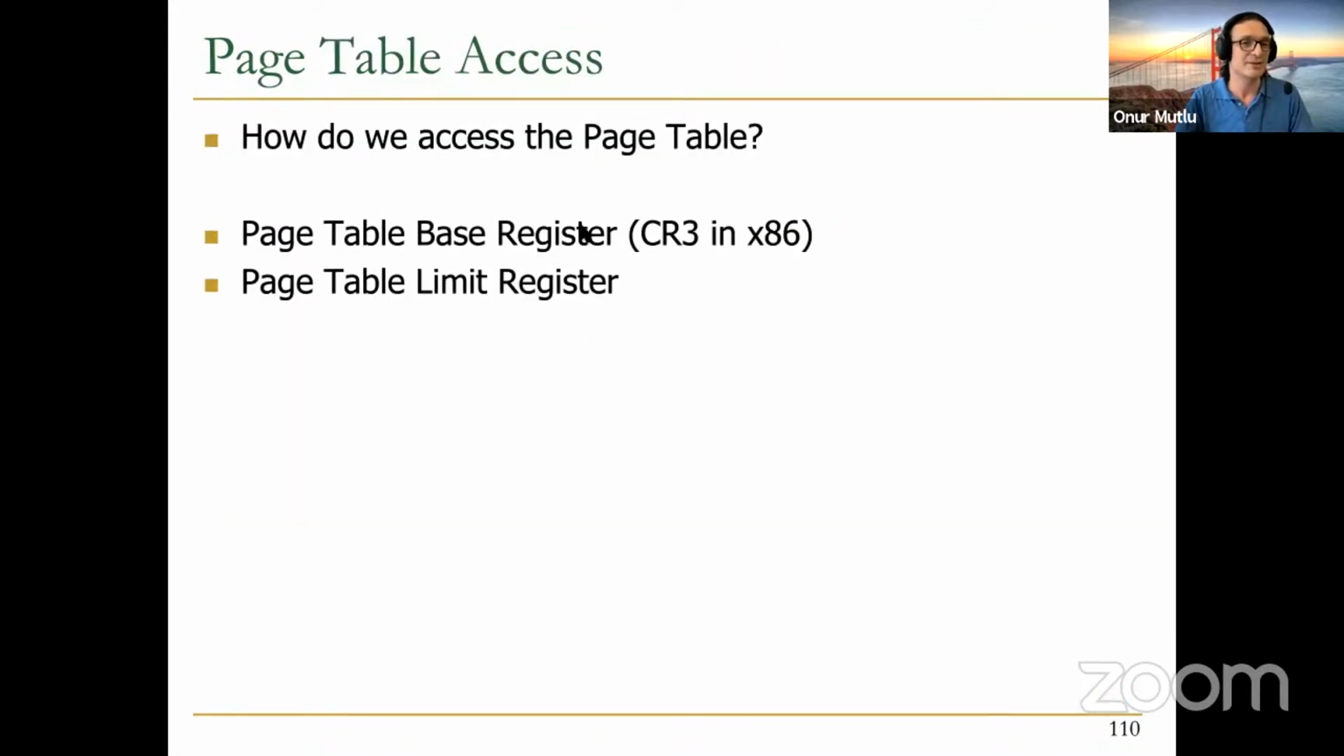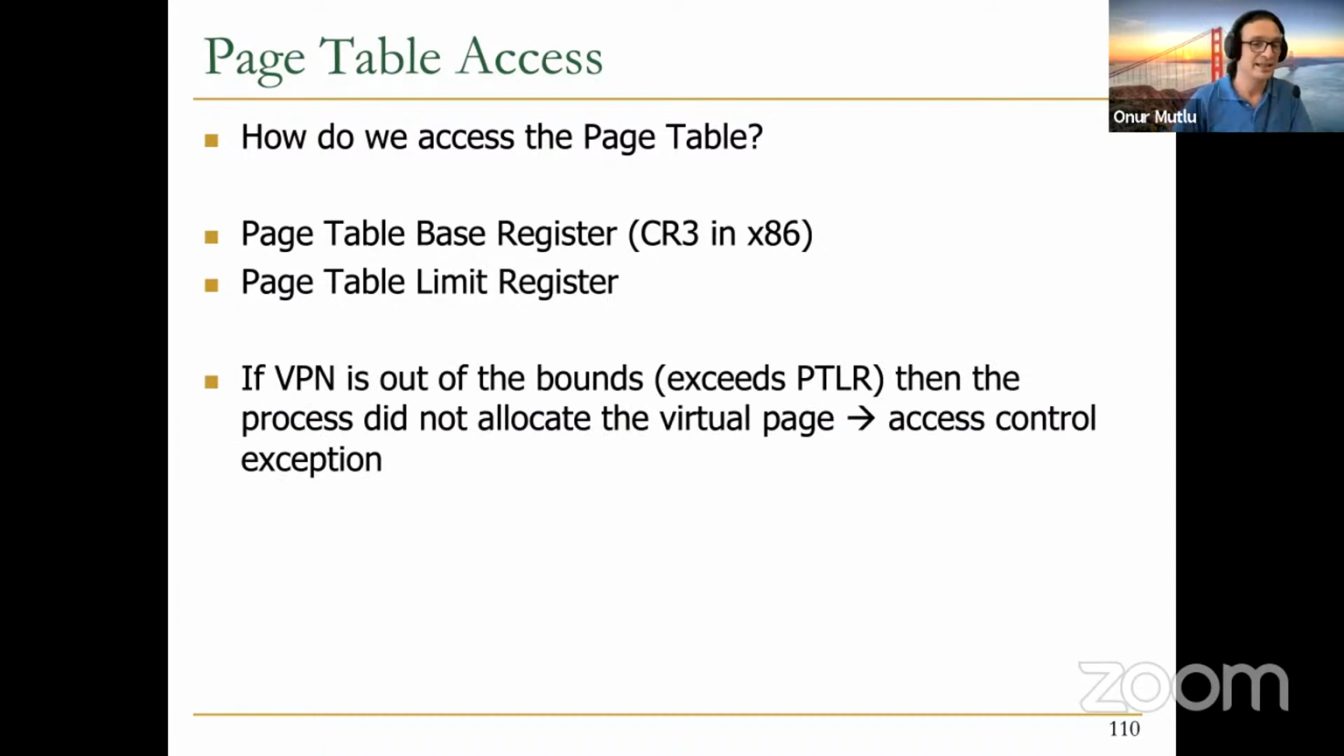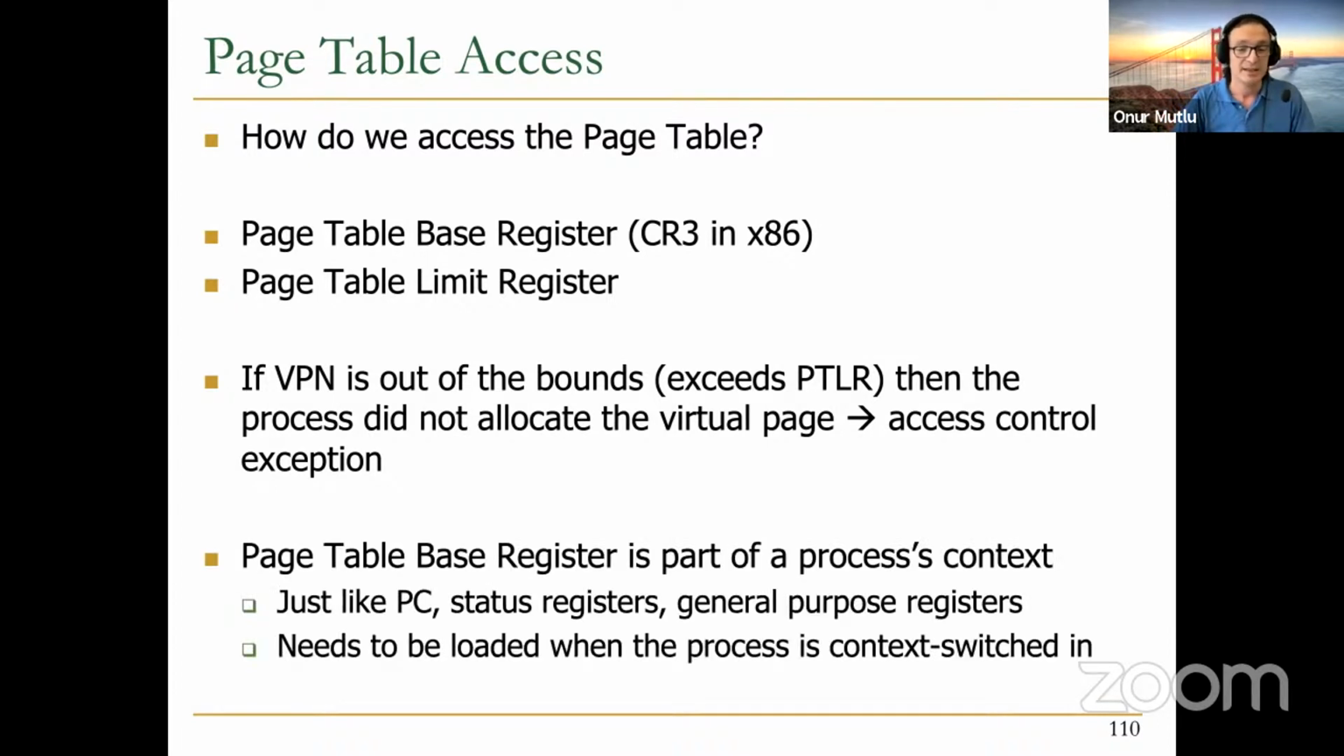And we discussed how to do the page table access. There's a page table base register. There's also a page table limit register so that you don't exceed the virtual memory that you're accessing. If the virtual page number is out of bounds, it exceeds the page table limit register, then the process did not allocate the virtual page. So there's an access control exception that happens based on that as well. So there are hardware checks. x86 actually has segmentation also, as we discussed in the last lecture, which is a different level of protection, but it's not as important today. That's why we don't talk about it as much.